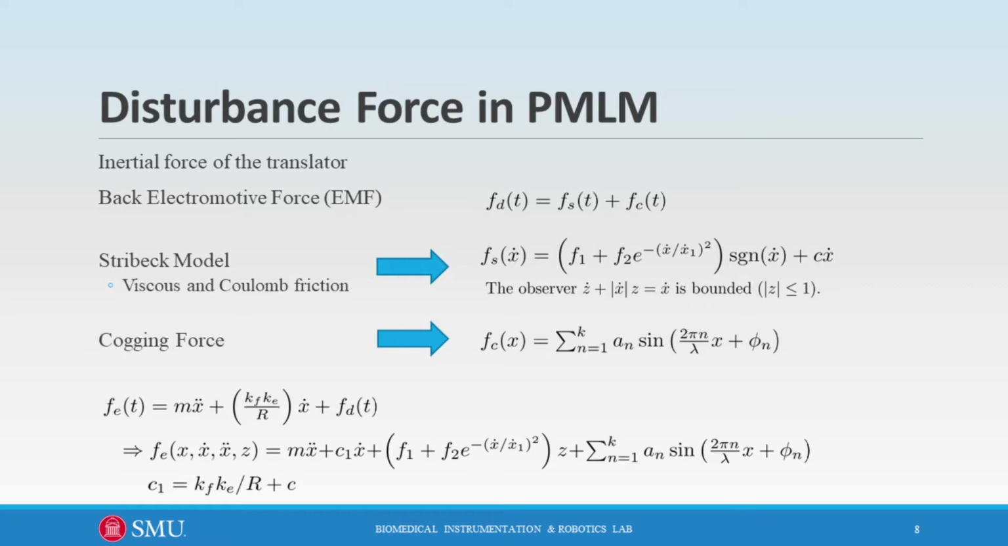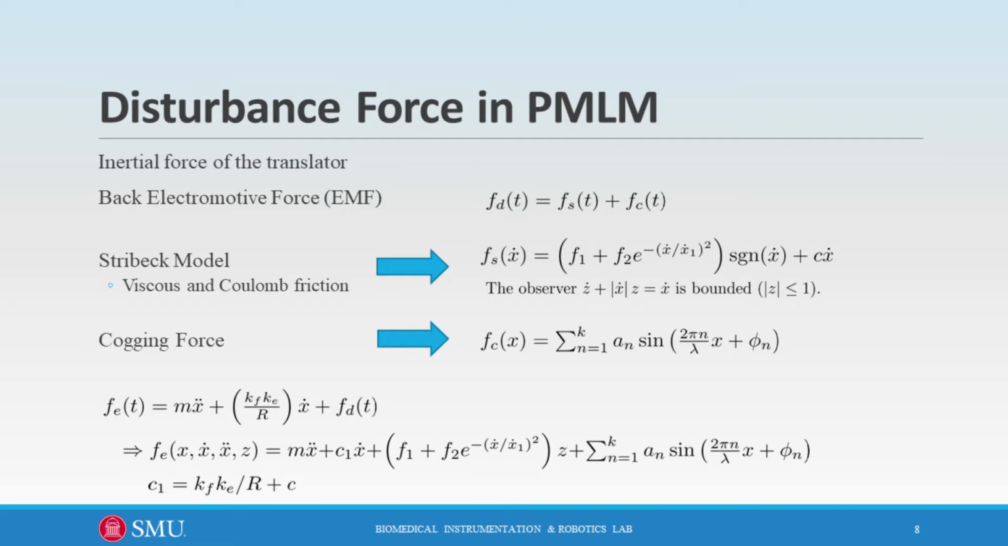That's why we defined an observer, which is z dot plus absolute value of x dot times z is equal to x dot, which is a bounded observer, limited between -1 and 1, to be able to replace the signum of x dot in this equation with this observer. So we simply replace signum of x dot by z, and we use this observer in our application. There is much literature showing that it is possible to estimate the cogging force based on a truncated Fourier series expansion, and we use that Fourier series expansion in the spatial domain.